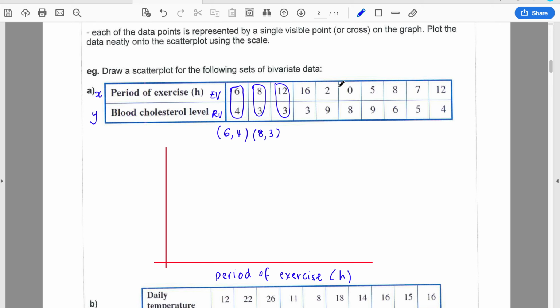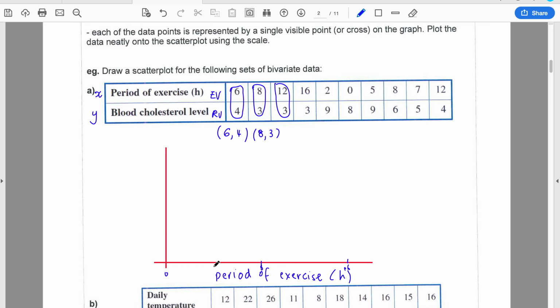Now you'll see that the lowest is 0. So 0 is going to be right down the bottom here. And the highest for period of exercise is 16. So you need to make sure that this goes up to 16. So I'll just go halfway, I'll put 8. Oops, it should go underneath, 8.